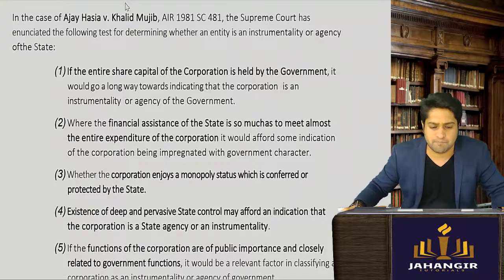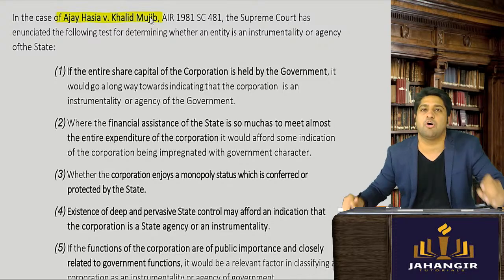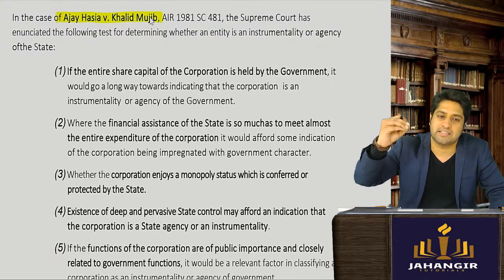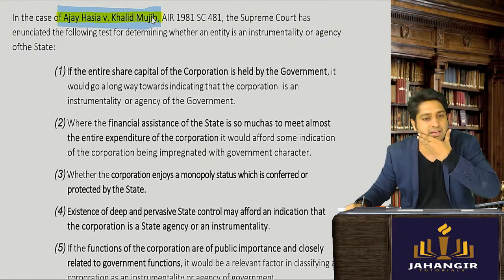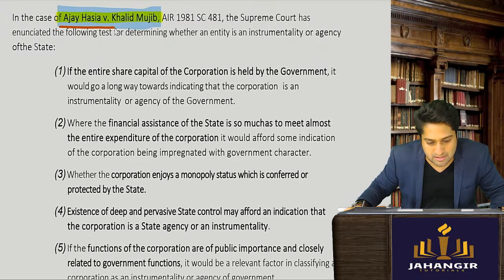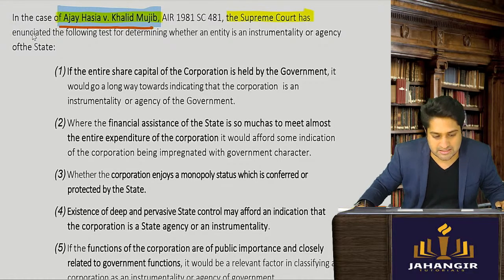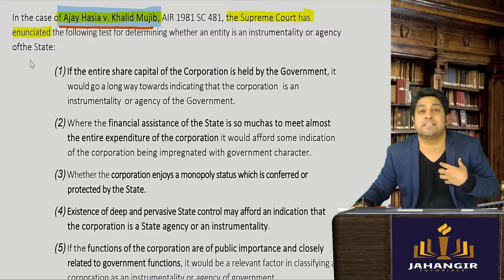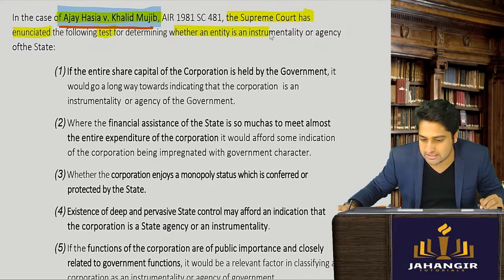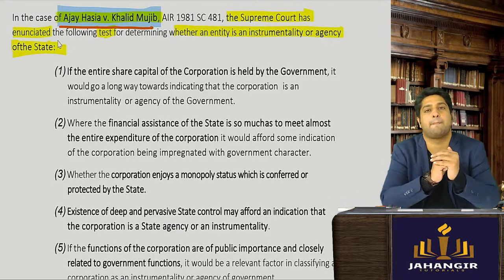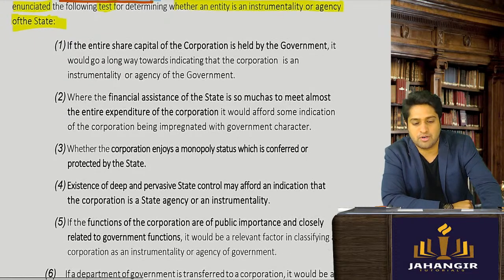Next is this is very, very important to determine whether an authority or a particular entity is state or not. So a litmus test has been given, a particular test, that is Ajay Hasia versus Khalid Mujib. The Supreme Court has enunciated, means stated, the following test for determining whether an entity is an instrumentality or agency of state or not. So they have given you a particular list to determine whether it is state or not. So how will you come to know?